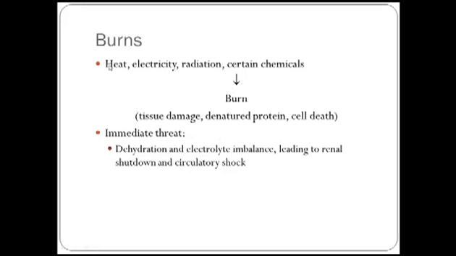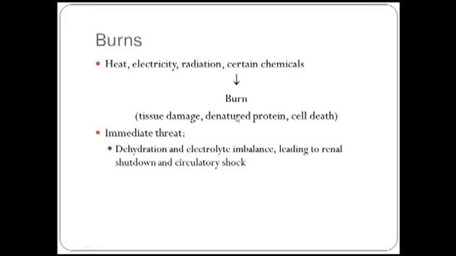So with burns, we're going to have different types of burns. You could get burns from heat, electricity, radiation, or certain chemicals. For example, if you burn your hand on something that's too hot, the temperature will burn your hand. Electricity, if you grab something electrical, you have a high current going in there, it will cause damage once again to your epidermal layers.